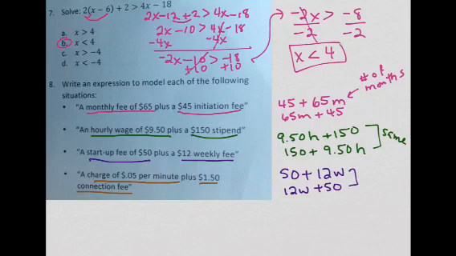So it's going to be 5 cents per minute plus $1.50. And again, you could switch it out and put 1.50 plus 0.05M.